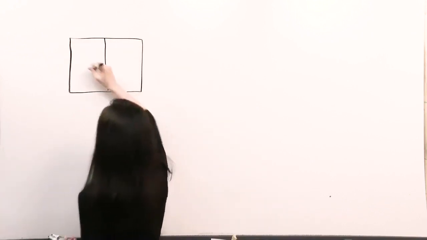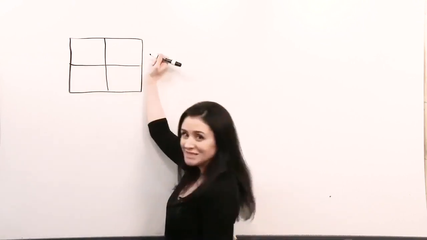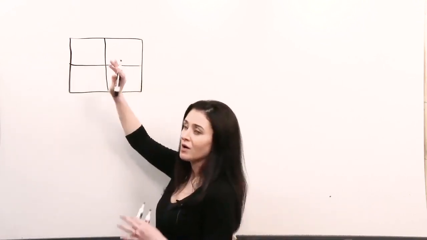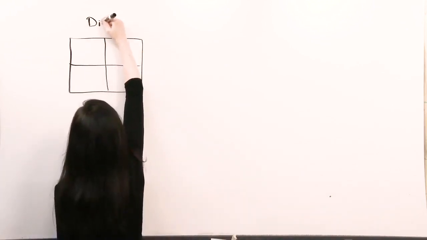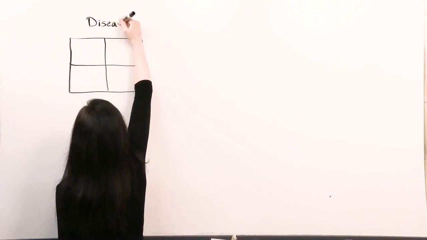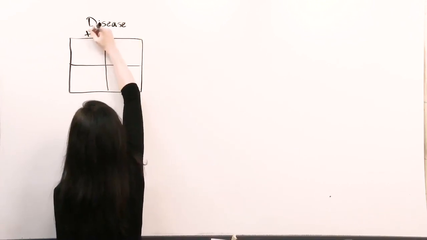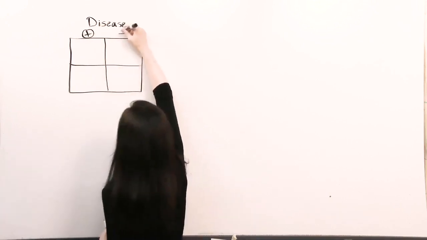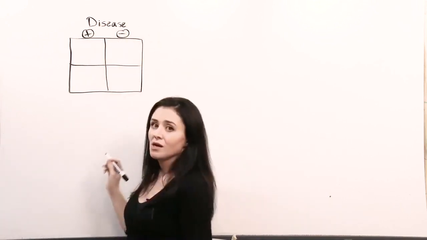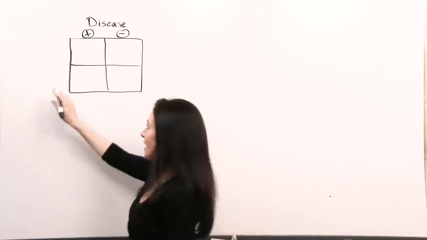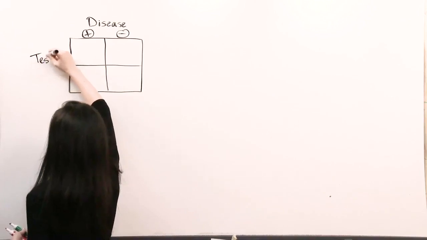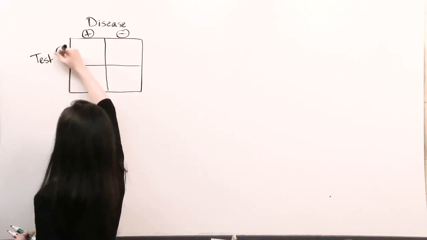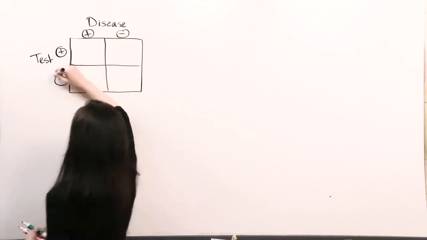Now, in a 2x2 table, disease status is always at the top, always, with positive on the left and negative on the right. And the test result will be on the side, positive on top, negative on the bottom.